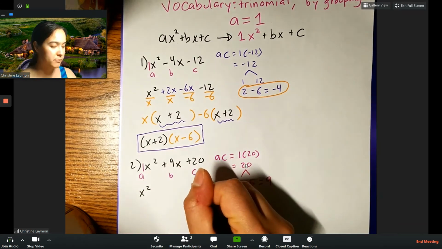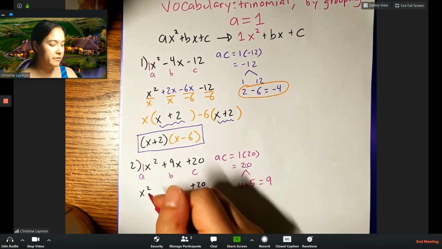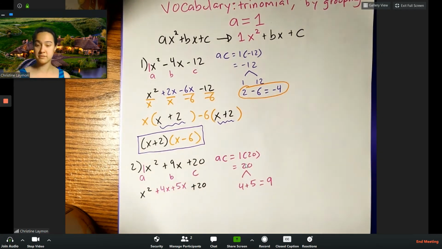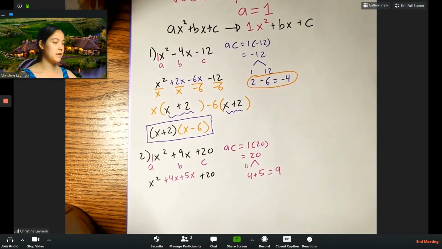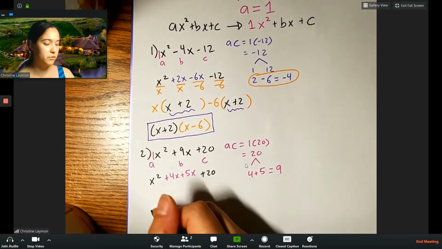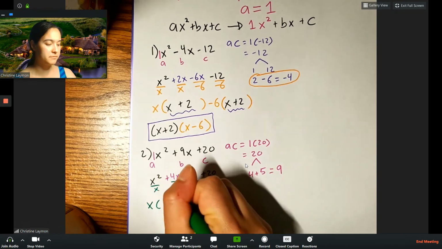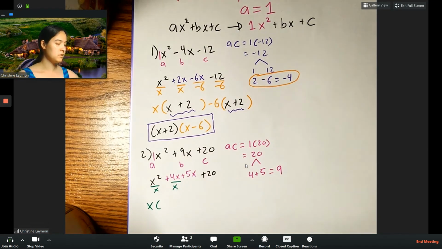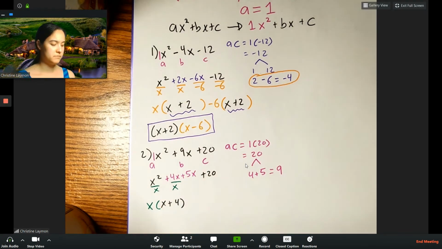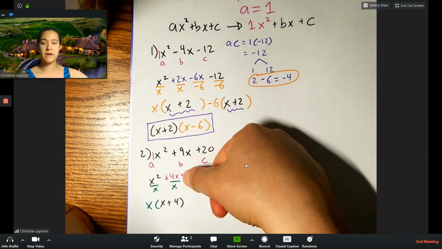So that's x squared and that plus 20. And then from here, I'm going to have plus 4x plus 5x. And now I'll go ahead and do that factoring by grouping. In these first two terms, they both have an x in common. So I'm going to divide the first two by x. What I am left with is x plus 4, because x squared divided by x is x, and 4x divided by x is 4.